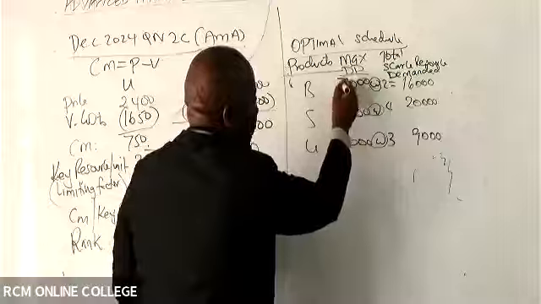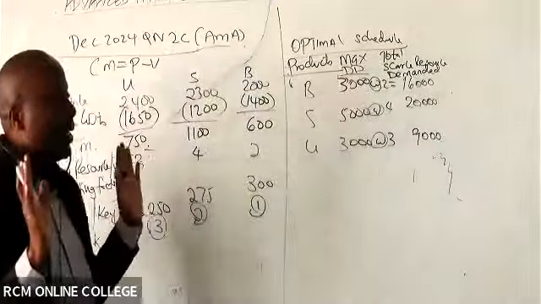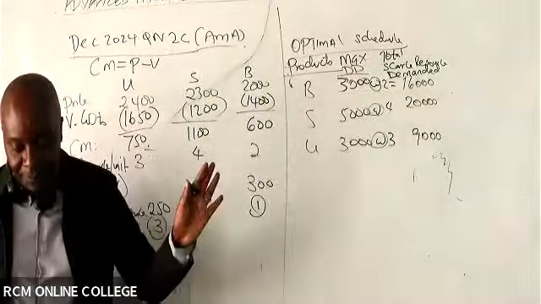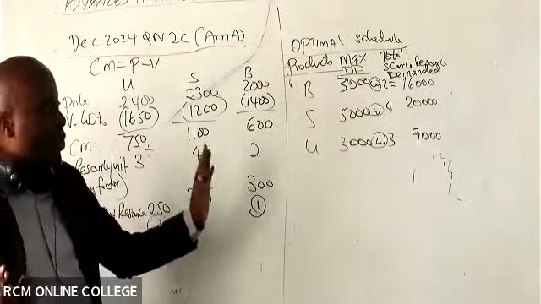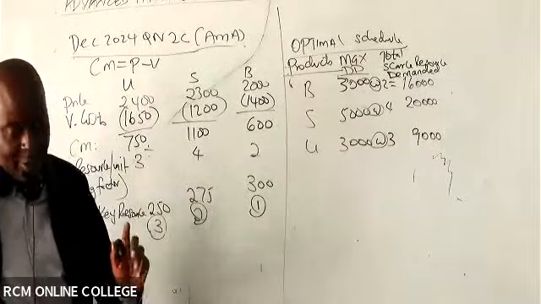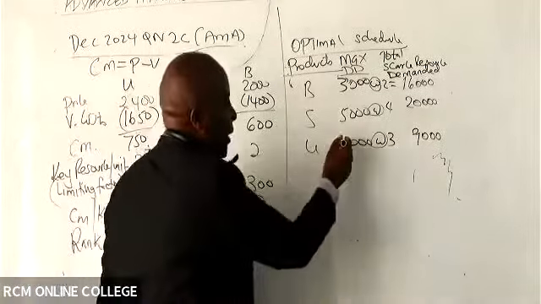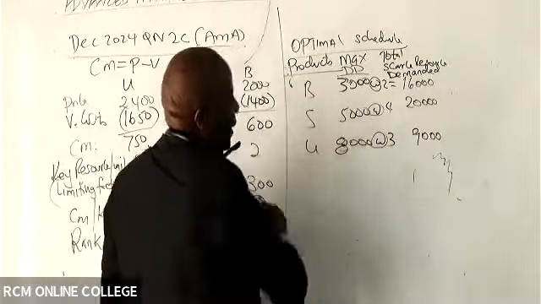Remember, I write figures that you guys give me. S, how many? 5,000, correct. And then U is 8,000. Now we are in agreement, isn't it? Now we are in agreement like that.